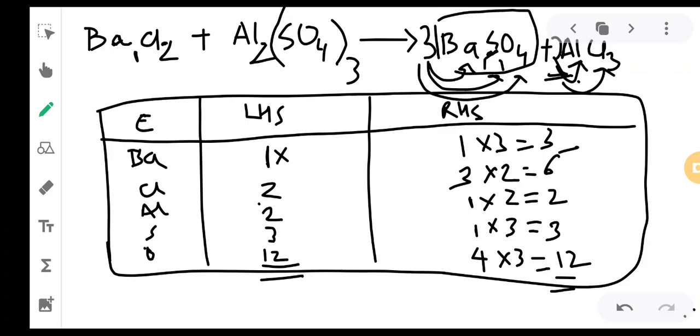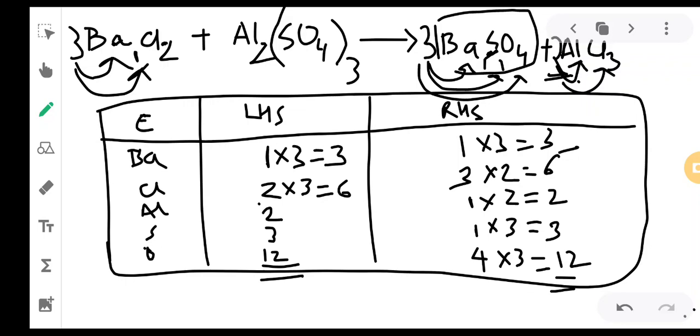How will we make this barium 3? By multiplying this with 3. So on the left hand side, if you multiply this whole thing with 3, this will be balanced. This 3 will get multiplied with barium, as well as with chlorine, and all of your equation will be balanced.